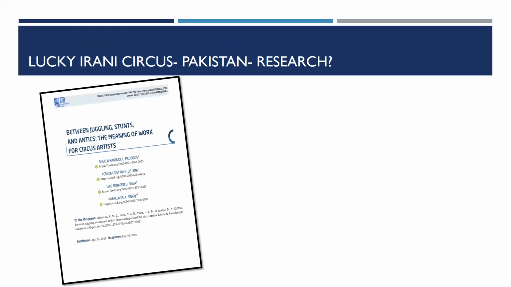I came across this study. It was not on a Pakistani context, but they have published it. And the title was Between Juggling, Stunts, and Antics: the meaning of work for circus artists. So a few questions came to my mind. Can stunts be examined to link these with the service drama metaphor?